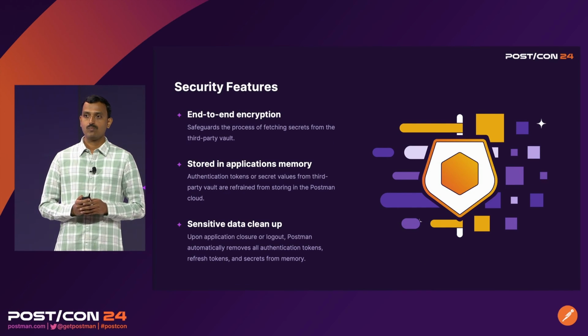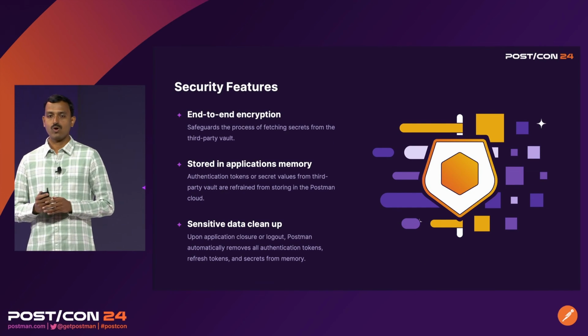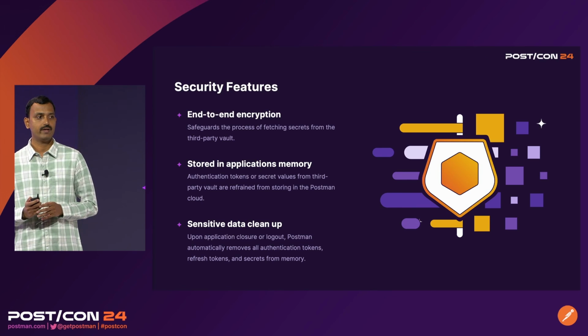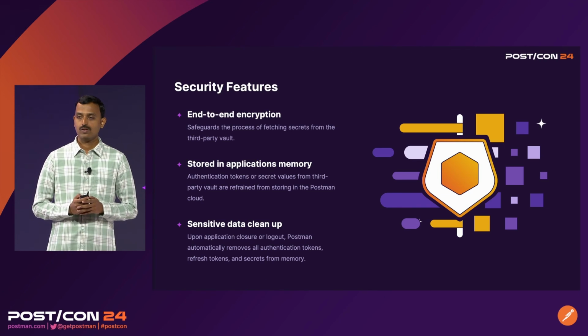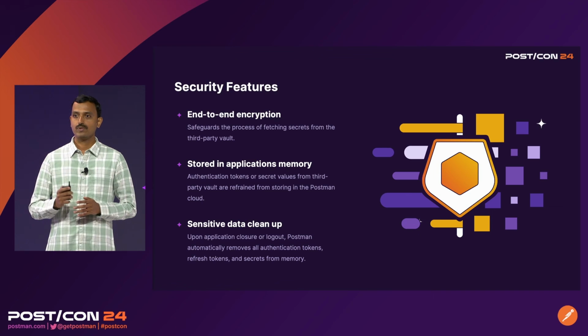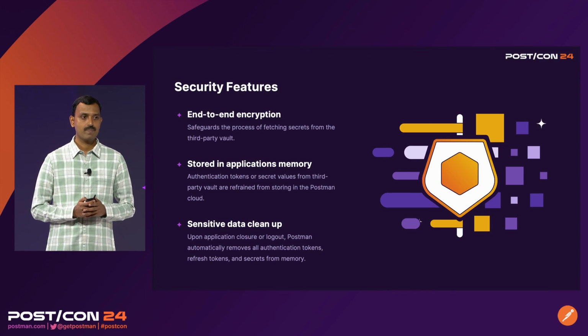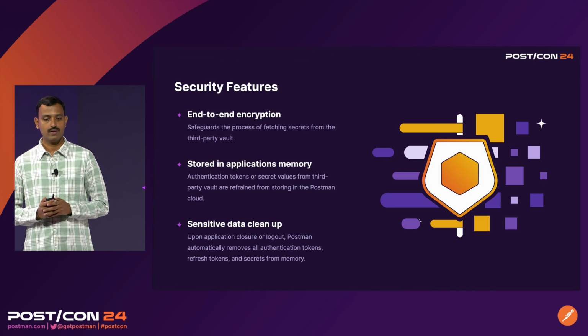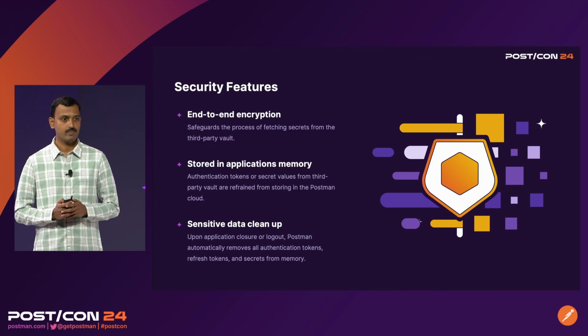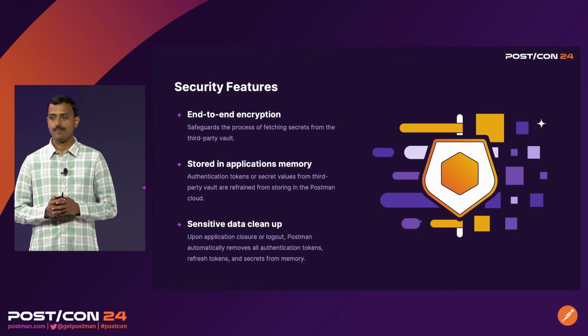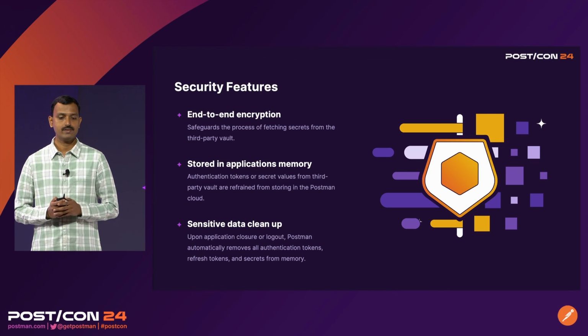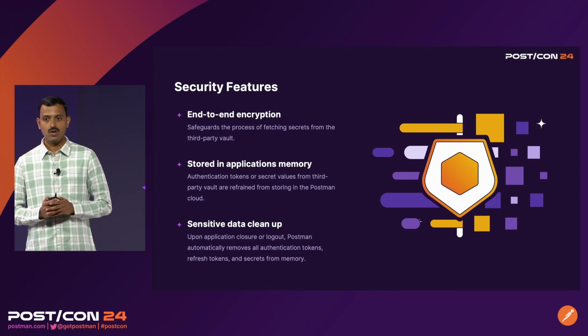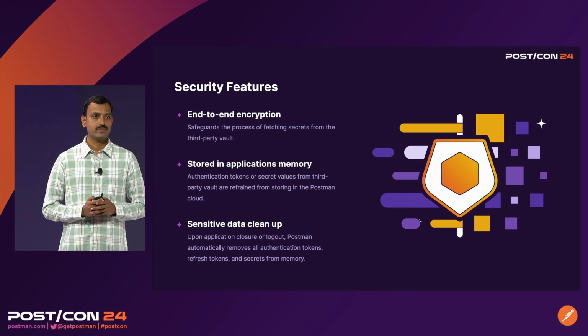As you know, at Postman, we understand the importance of security, and we have implemented several security measures. The process of fetching the secret from a third-party vault is end-to-end encrypted. The secrets and authentication tokens that we get from the third-party vault are always stored in the application's memory, and as soon as you close your application or you log out from your application, we clear them out. Along with this, you will get the other benefits that you are getting from the Postman vault, for example, automatic masking and domain locking.